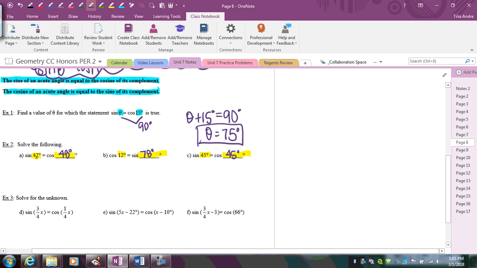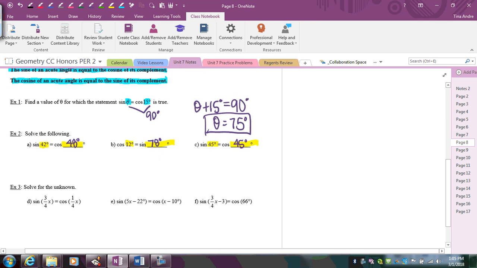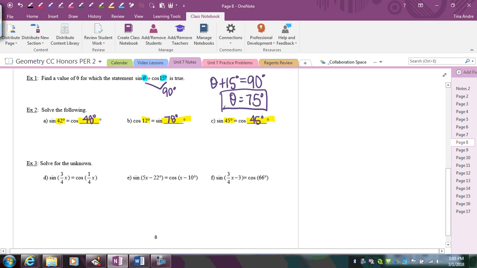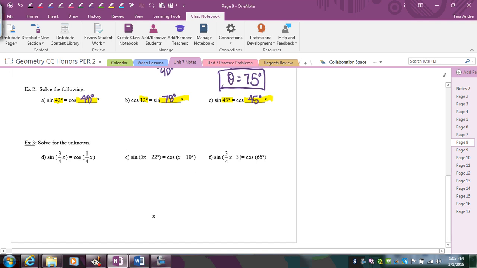If you type sine of 42 in your calculator, and then you type cosine of 48, you will get the same decimals. And it's all because of this complements theorem. And then the last one here is now with algebraic expressions.